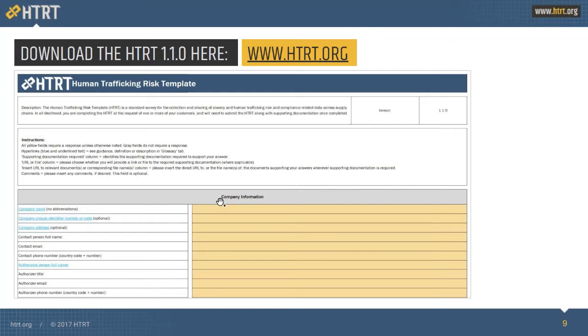The HTRT's newest version, version 1.1.0, will be available tomorrow at the website htrt.org for download. I encourage you to visit the website tomorrow, where you'll be able to download the newest version. This is just to give you a quick overview of what the template looks like. It has several tabs. This is the declaration tab that we're seeing right now.